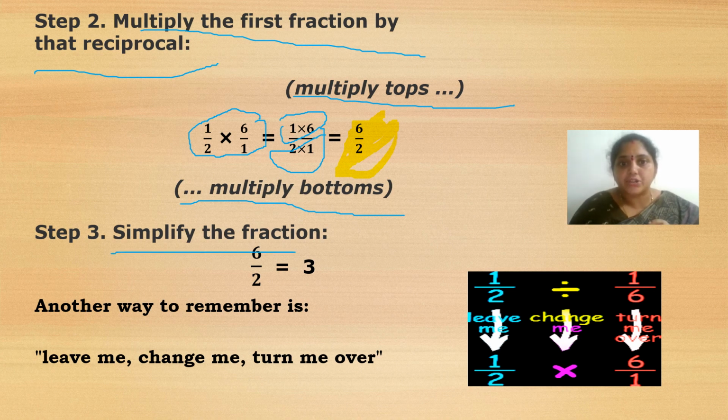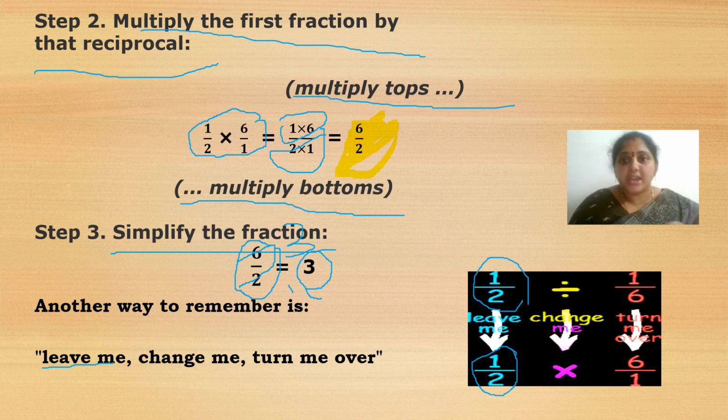Now what is our step 3? Simplify the fraction. What is our final fraction? 6 by 2 is our final fraction. Can we simplify? Yes. 2 ones are 2 and 2 threes are 6. Our answer is 3. Another way to remember is: leave me, change me, turn me over. Leave me means what? The first fraction. You have to leave it as it is.